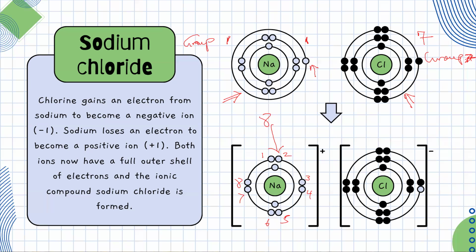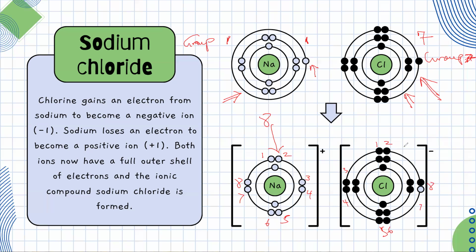The same thing for chlorine over here. Chlorine gained 1 electron from sodium. After gaining 1 electron, let's see what the configuration for chlorine will now become. How many electrons does it have in its outermost shell? 1, 2, 3, 4, 5, 6, 7, and 8.